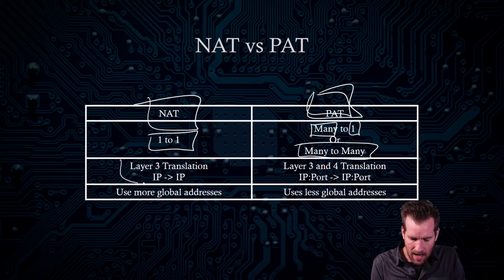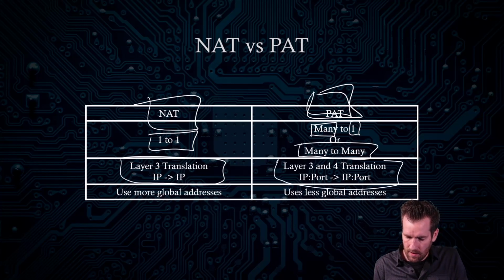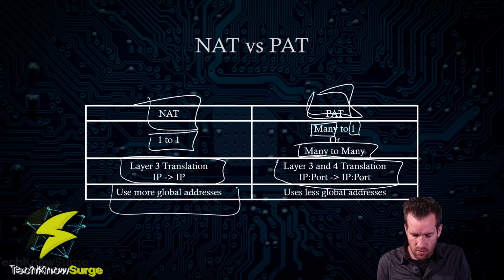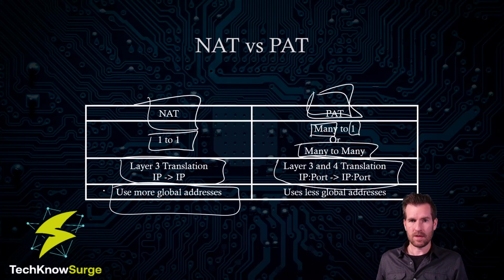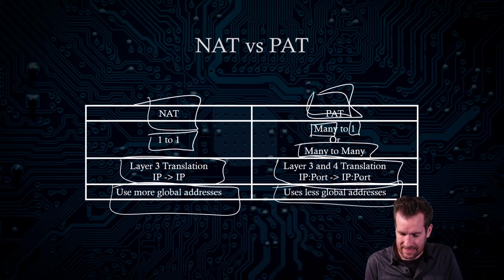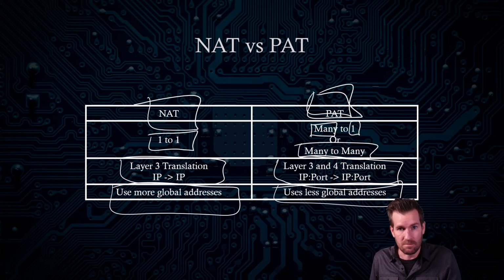NAT operates on a layer 3 translation. It's IP to IP, and PAT is layer 3 and 4, so it's IP and port to IP and port. And NAT tends to use more global addresses because you have a certain amount of these global addresses, and each one of those addresses is going to be taken up by some sort of inside resource. Versus this uses fewer global addresses because I can use a single IP for a lot of different inside machines for this port address translation.